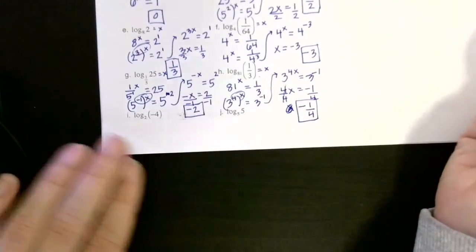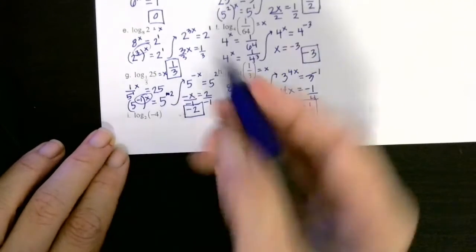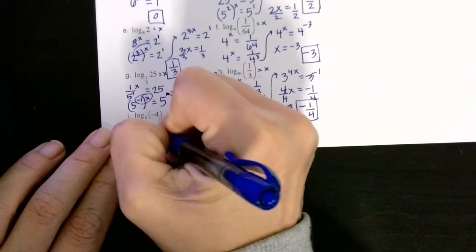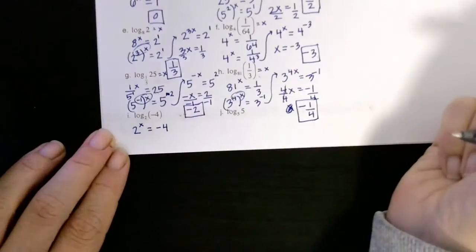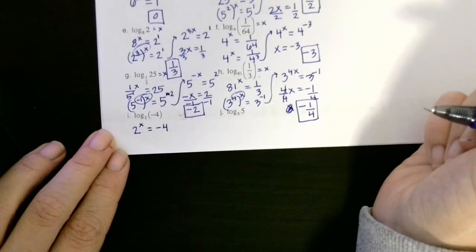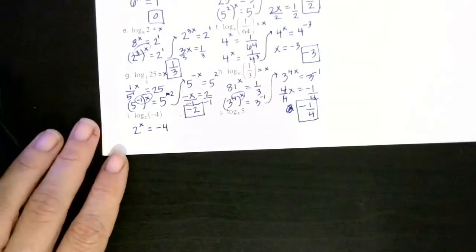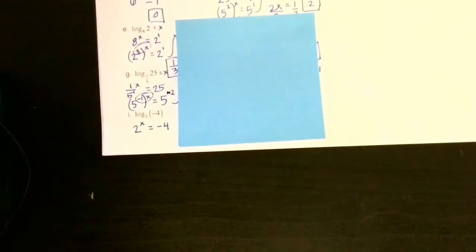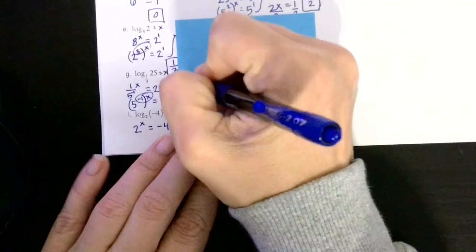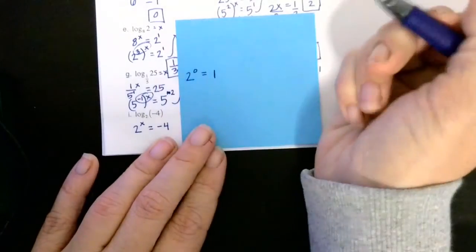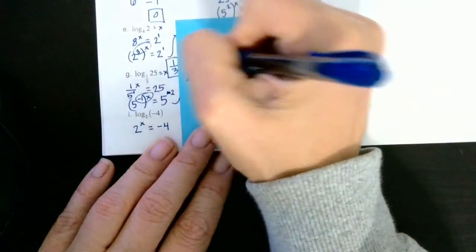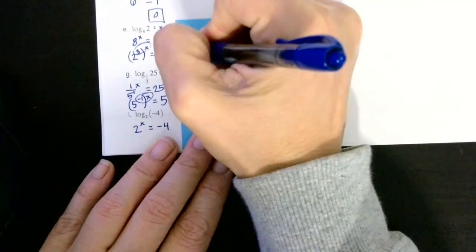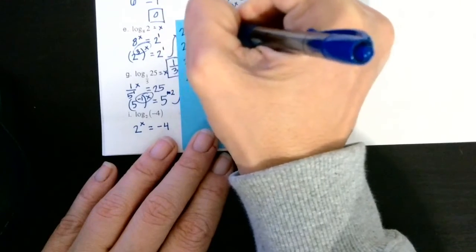Pretty cool. Alright, let's do this guy right here. 2 to what power equals negative 4? So this is where I'm just going to pause for a second and talk about logarithms a little bit and give you some background. Okay, so we know that 2 to the 0 power is 1. And we know that 2 to the 1st power is 2. 2 to the 2nd power is 4. 2 to the 3rd power is 8.